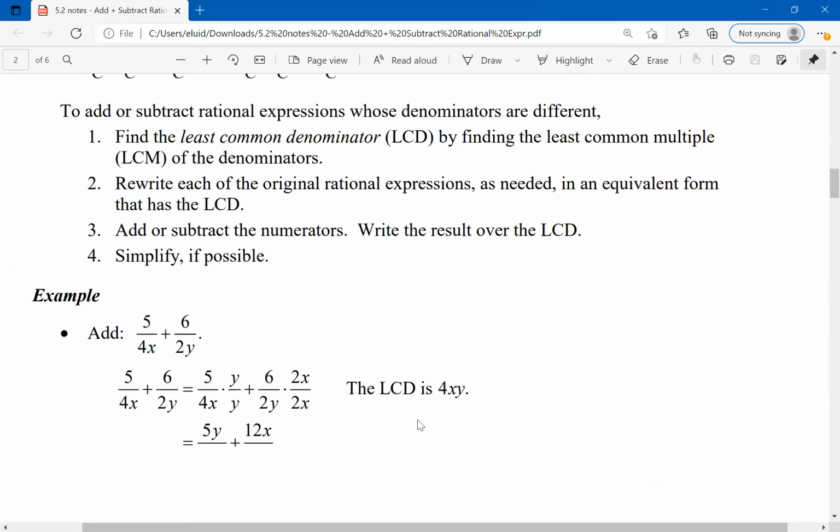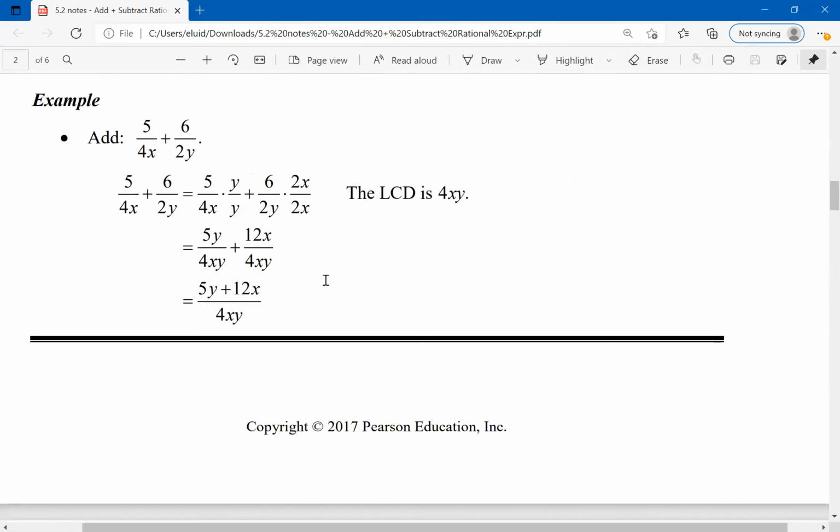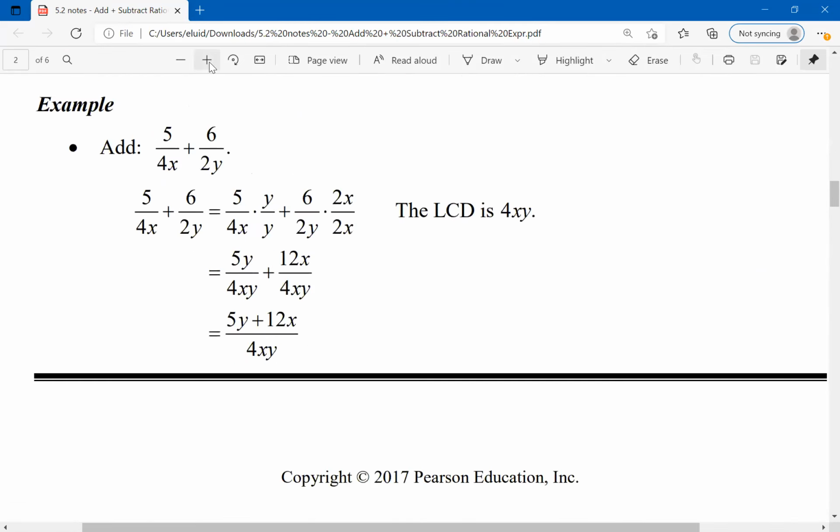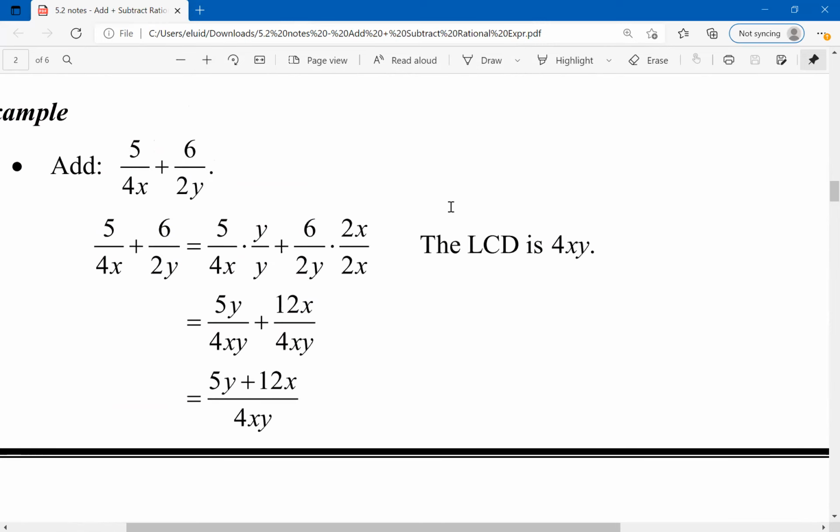Okay, so here's our example. 5 over 4x plus 6 over 2y. Okay, so it says the LCD is 4xy. Now, how do we know that? Well, let's go back and look at the denominators, 4x and 2y. Okay, the LCD, least common denominator, let's focus on the numbers first. The least common multiple of 2 and 4 would just be 4, because 2 already goes into 4.